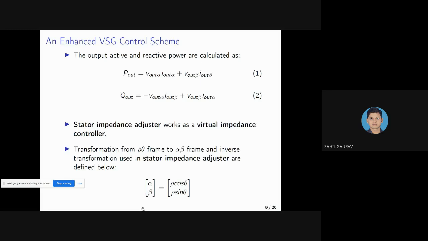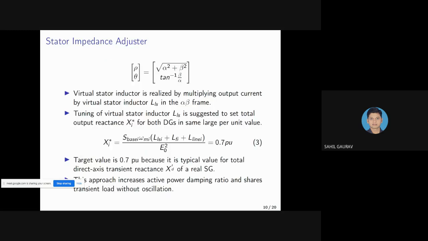So this is the major vector concept to get alpha beta, and how to convert from alpha beta to rho theta. You can consider rho as a radius, so rho is the square root of alpha square plus beta square, and theta is the angle. So theta is equal to tan inverse of beta by alpha.